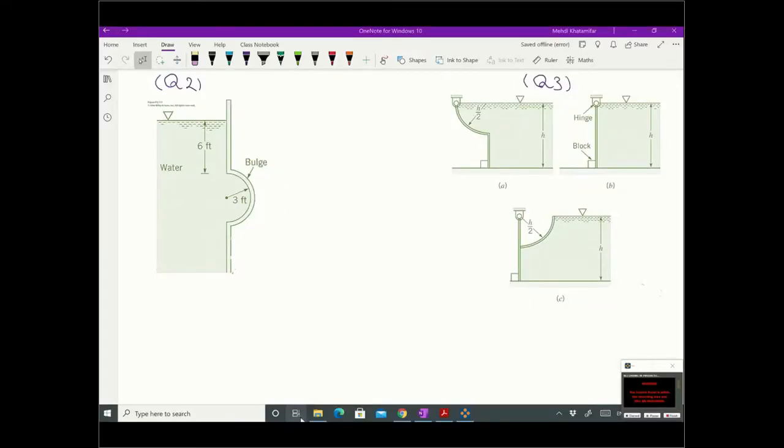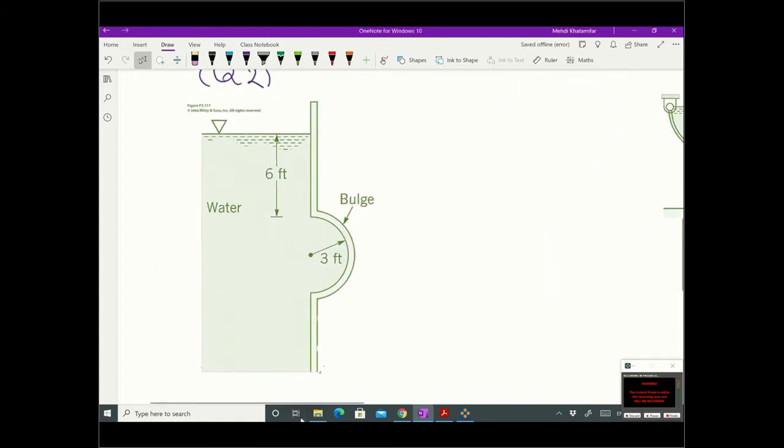Good morning. Today, for the tutorial session, we are going to solve two questions, question 2 and 3 of the tutorial. The rest is going to be for you to practice and get more familiar. Let's start with question 2.